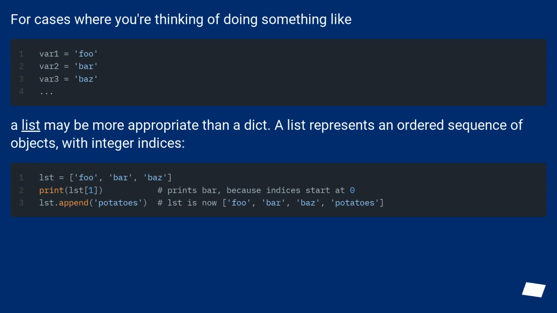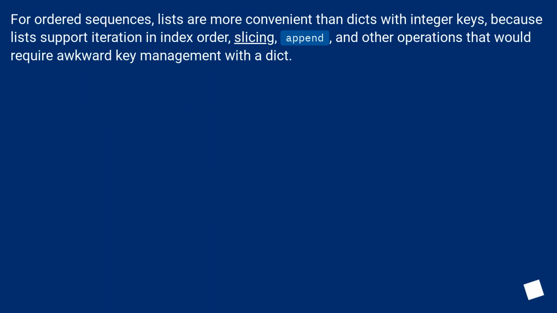For cases where you're thinking of doing something like this, a list may be more appropriate than a dict. A list represents an ordered sequence of objects, with integer indices. For ordered sequences, lists are more convenient than dicts with integer keys, because lists support iteration and index order, slicing, append, and other operations that would require awkward key management with a dict.